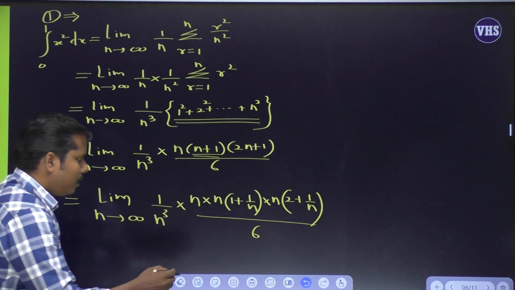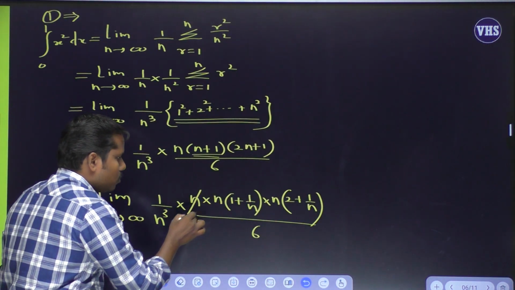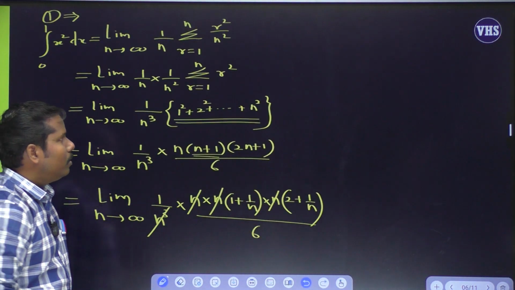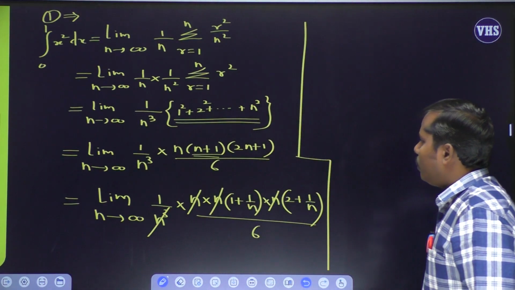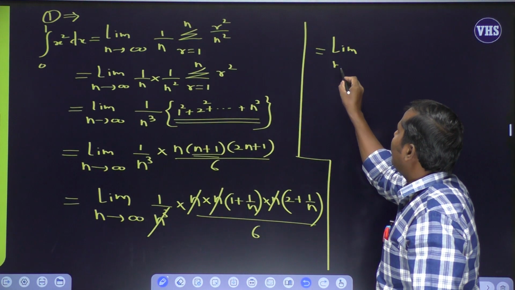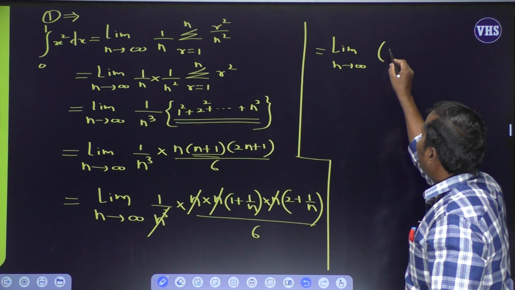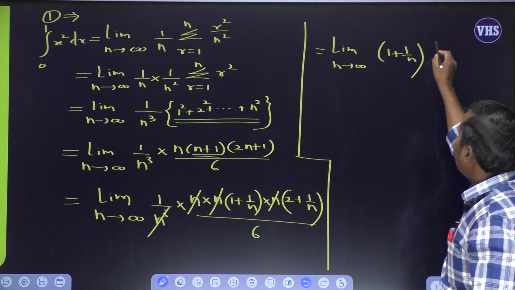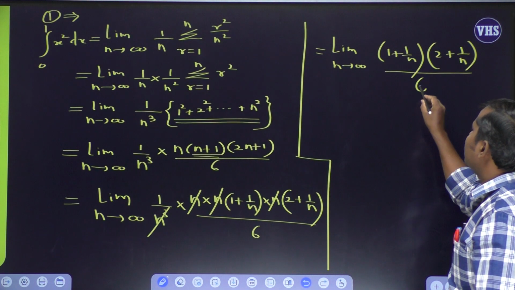Students, here you see n into n into n, which is n cube, so n cube gets cancelled. So what do you have remaining there? That is equal to limit n tending to infinity of 1 plus 1 by n into 2 plus 1 by n, whole divided by 6.